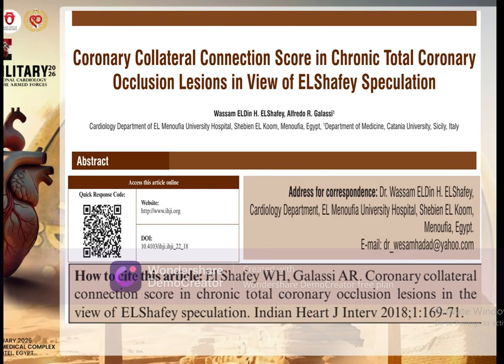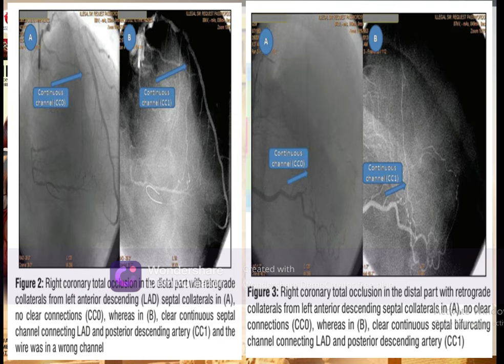approach. I have a modification of the Werner coronary collateral connections by my own speculation, ELSHAFEY speculation, and to cut it short, it depends on the inverted grayscale of the coronary angio, or the negative picture of the coronary angio. It looks more demonstrative and more clear, and after doing this, I could upgrade one grade of the Werner score by my own speculation.